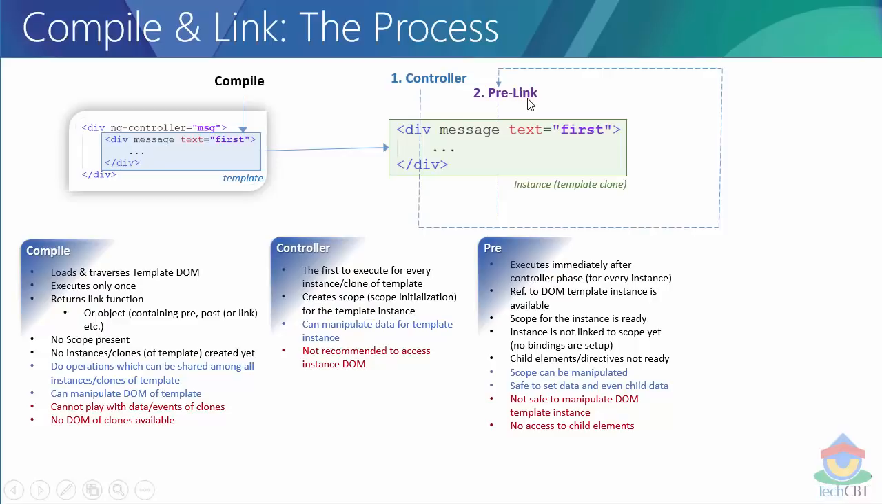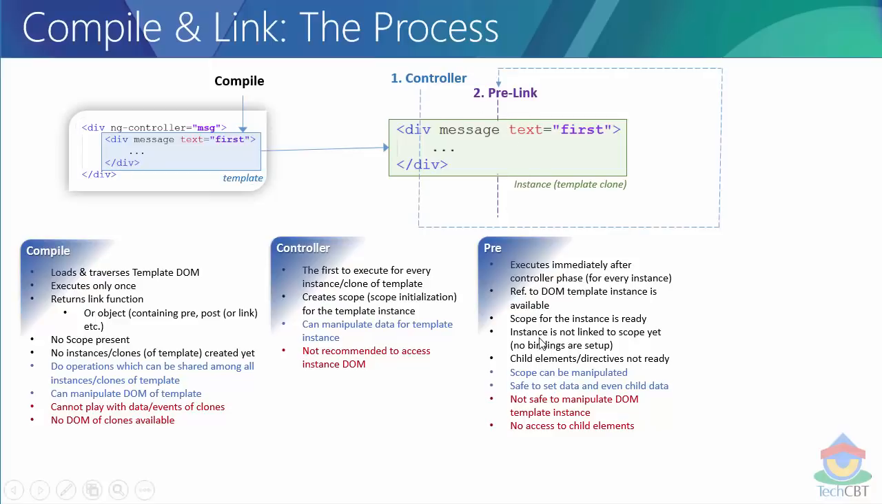So the user still has access to scope here in the prelink phase, where he can work with the data during the prelink phase itself. So which means if you have scope and if you'd like to modify that scope related data, it is still valid as part of prelink phase.